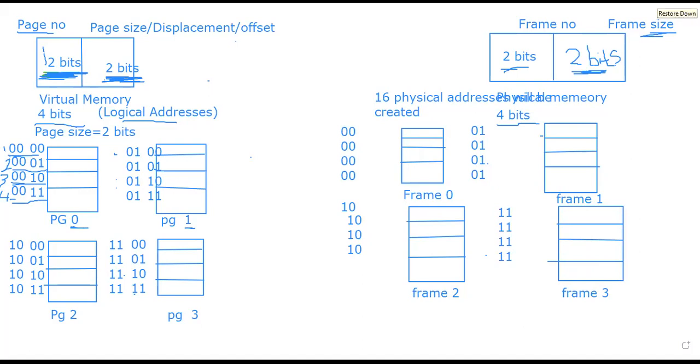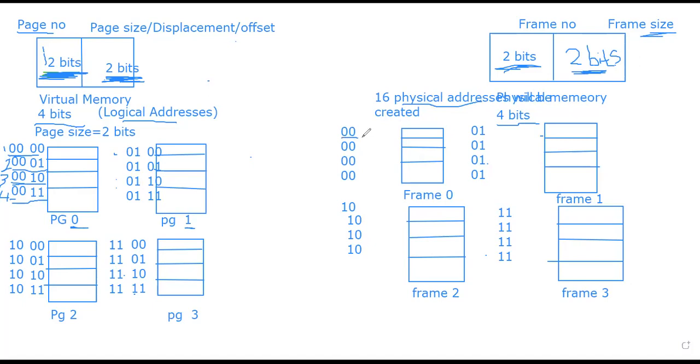Right, now I will come to that. Listen carefully, I will explain. Here we are done with only the first 2 bits, that is only the frame number. But our physical address must consist of 4 bits, and we have done with only 2 bits.